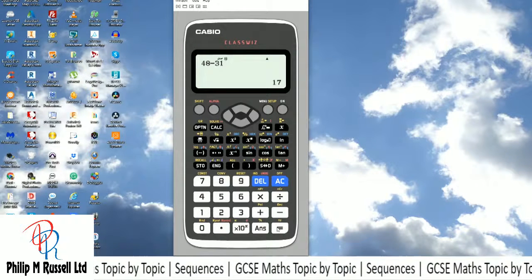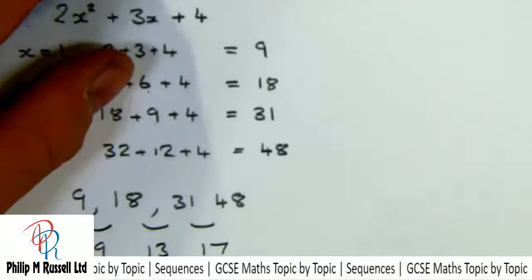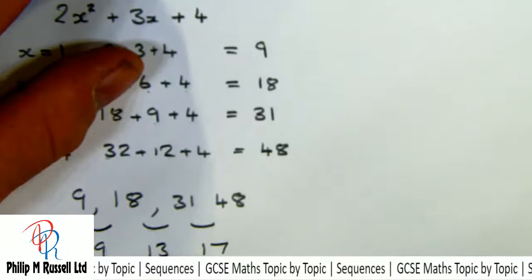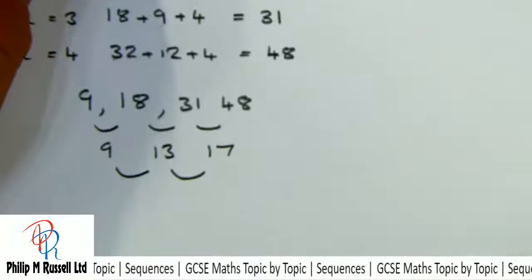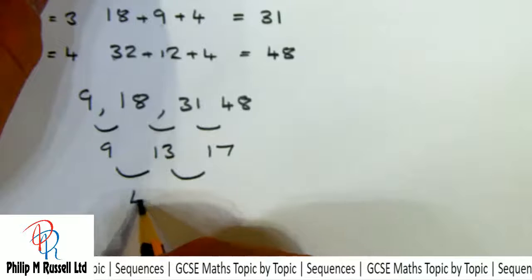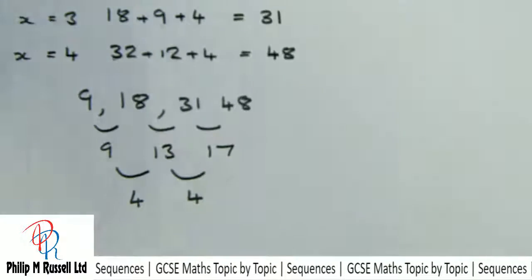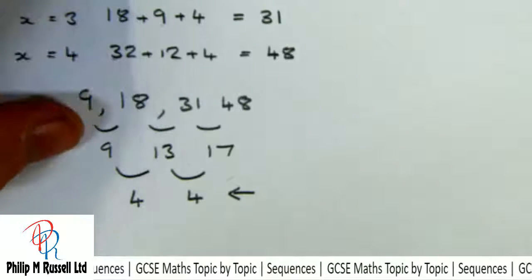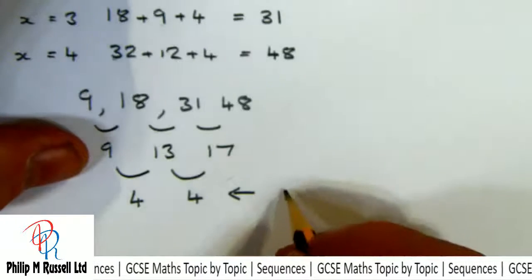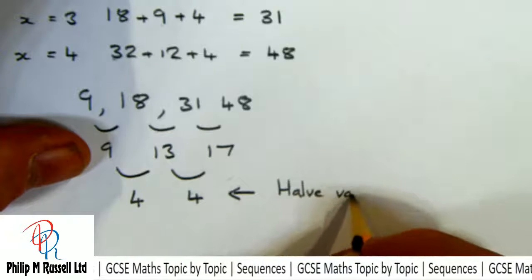Gives me 17. Let's look at the second common difference. 9 from 13 is 4, 13 from 17 is 4. So we now have a second common difference. And the rule is, what we do is we halve the value.